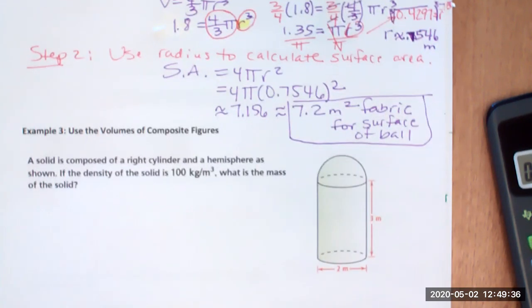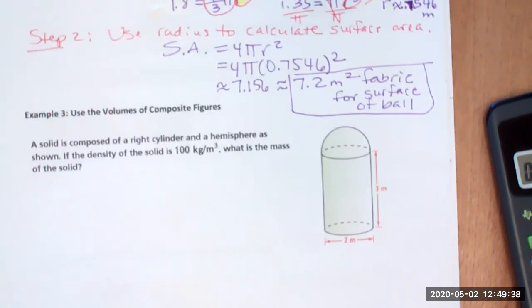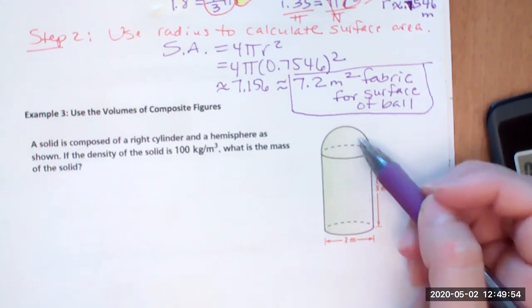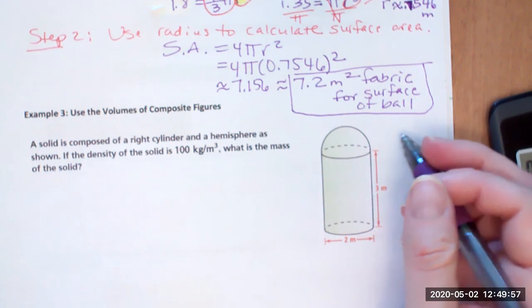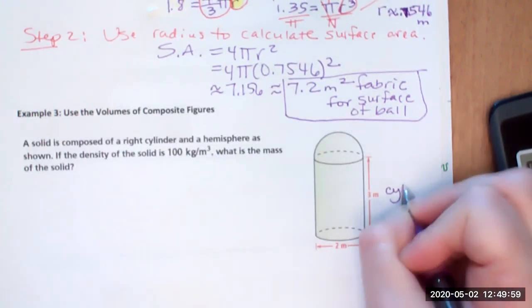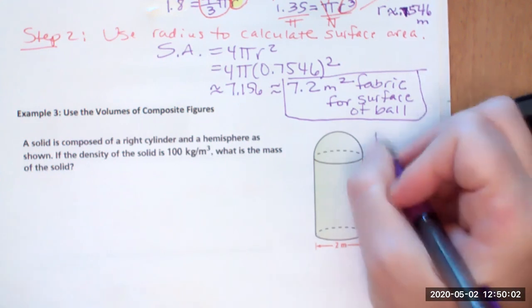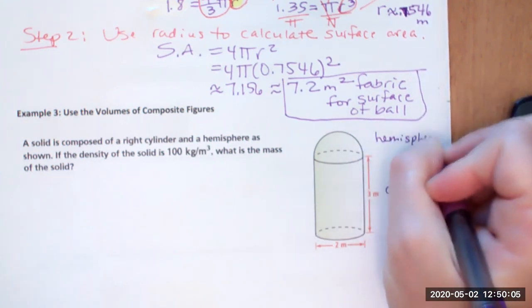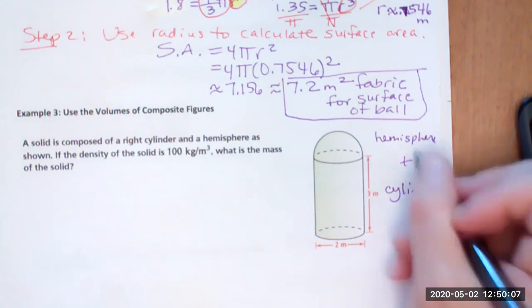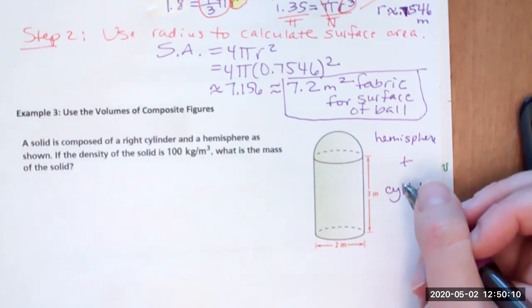All right, last question. We're going to use the volumes of composite figures. Remember when we were looking at area of figures, we had composite figures where we put together, for example, a circle or a half circle with a square or triangle, and we calculated the total area by adding up the areas. We're going to do the same thing here with volume. You notice here we have a cylinder, and up here we have a hemisphere. What we're going to do is add them together to get the total volume.